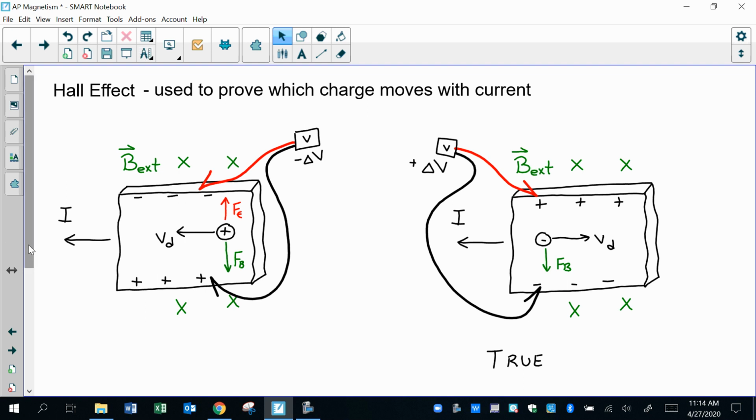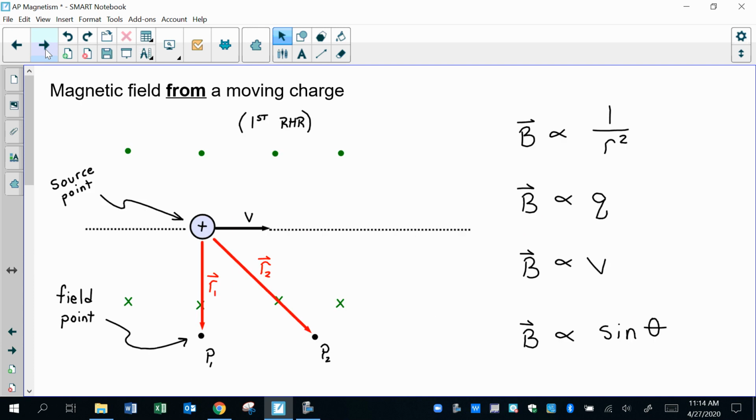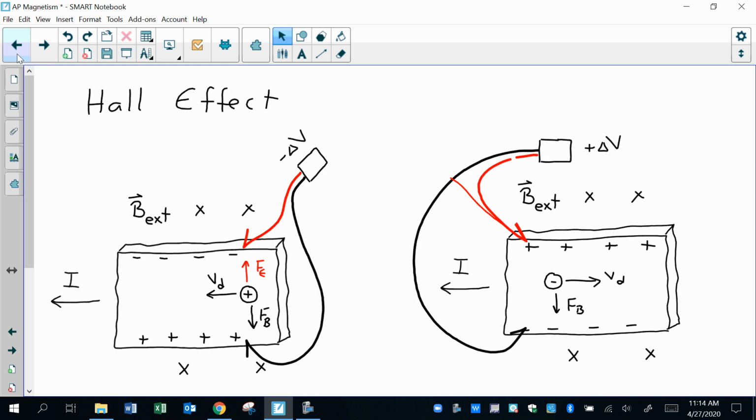So, like I said, we have proof that we, as a scientific community, were wrong all along in going with a positive conventional current. And yet it sticks. Okay, so a magnetic field from a moving charge will be for the future. So this takes us through slide number 25.